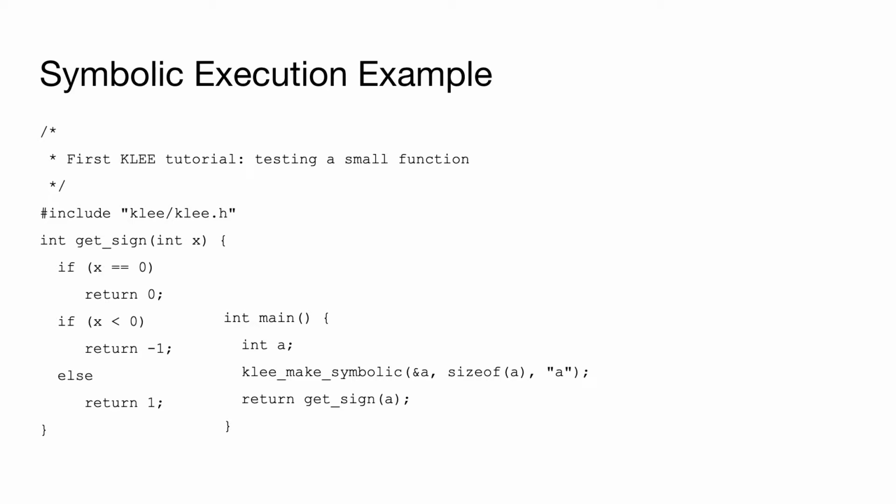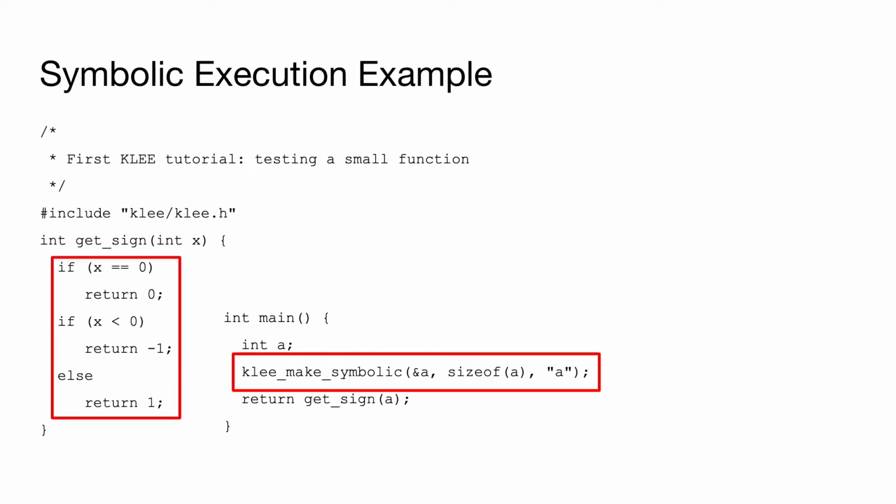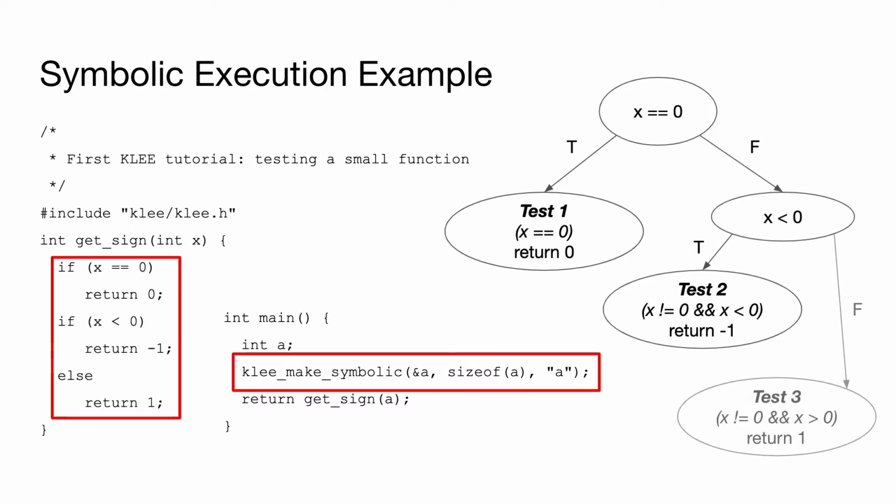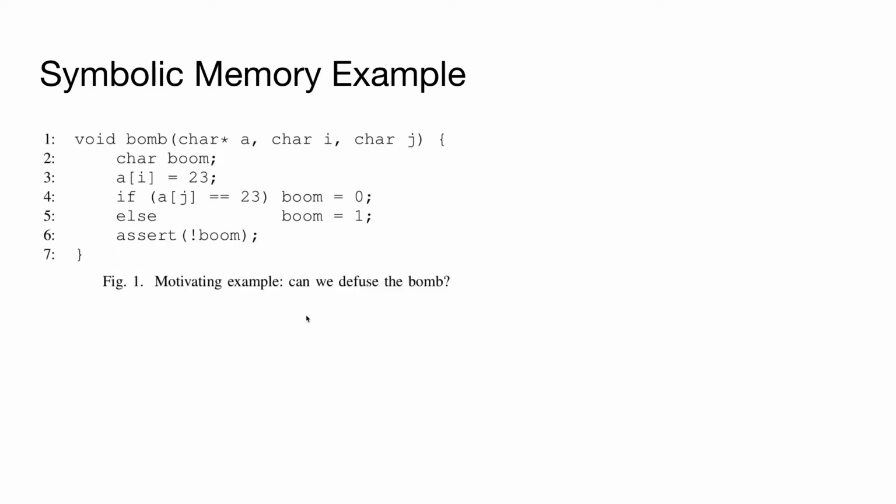So let's say we want to symbolically execute this function on the left, get sign. We're going to pass it a symbolic argument of x. What our symbolic execution engine is going to do, as it goes along and executes a program, is generate these path constraints every time we hit a branch statement. Once we hit a return statement or an assert statement, the engine is going to generate a test case that satisfies those path constraints. As we can see here, we'll end up with 3 possible tests based on 3 possible paths of execution.